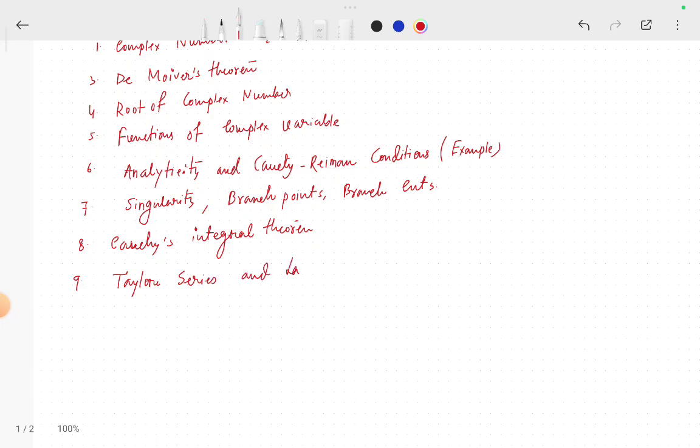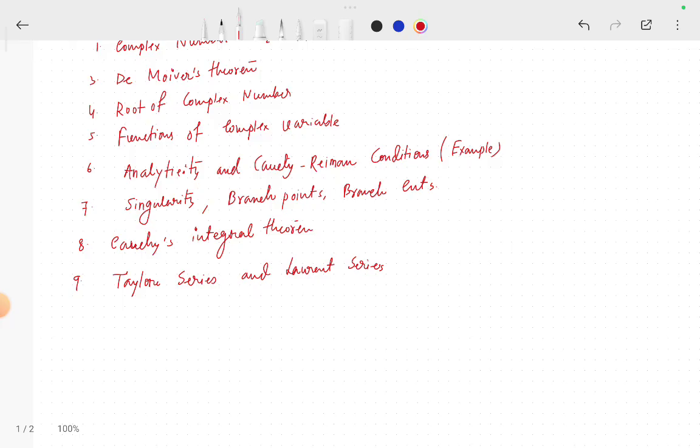And Laurent series expansions. So it is very, very important. Every year, in every kind of exam, from the perspective of competitive exams and semester exams, they always ask one or two questions from these topics, and the questions are very easy. But to solve those questions, you have to learn the fundamentals of complex analysis first of all.